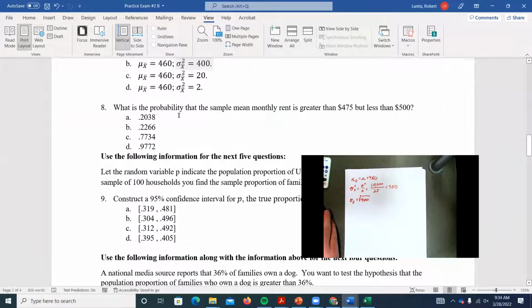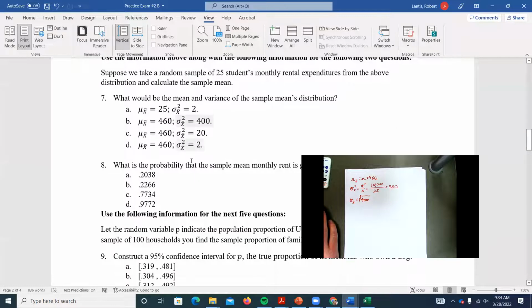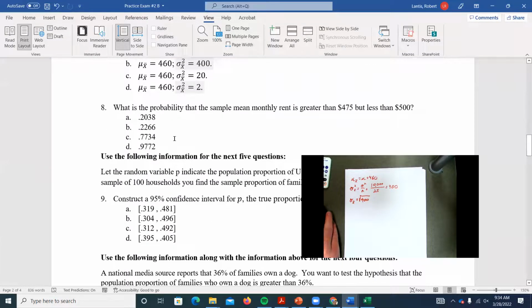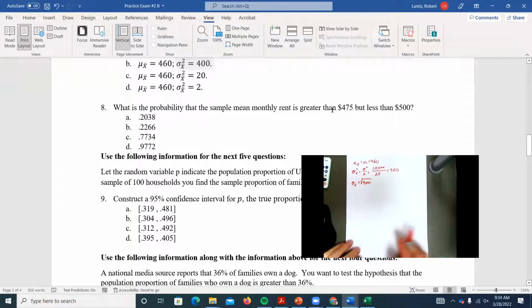So I'll show you this one since we're at this point. At this point, I might then ask you for a probability, right? So now you're looking at a sample mean from these 25 students. What would the probability be that you see the sample mean for monthly rent be greater than 475 but less than 500? Okay. So this has a couple things that I wanted to tackle. First of all, if it was me, and I'll bring a bunch of scrap paper, I would be drawing something out for almost every problem, right? It doesn't have to be perfect, right?